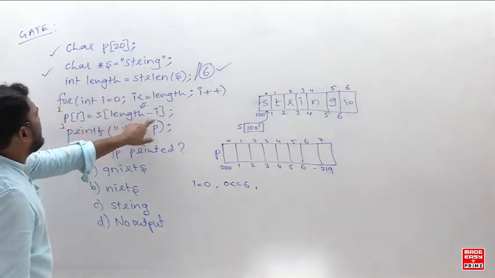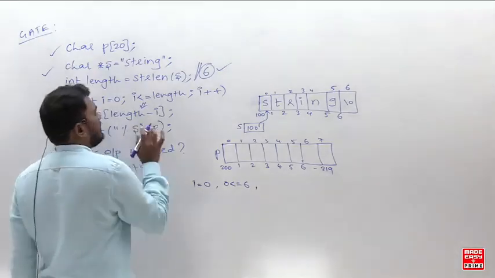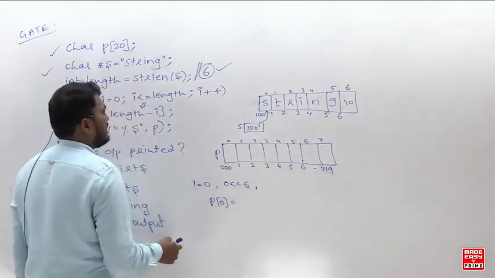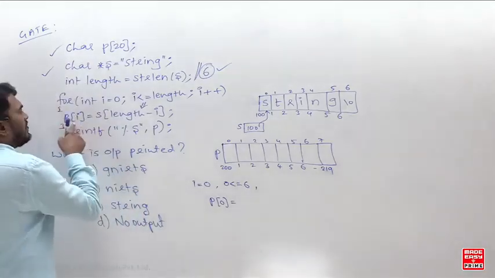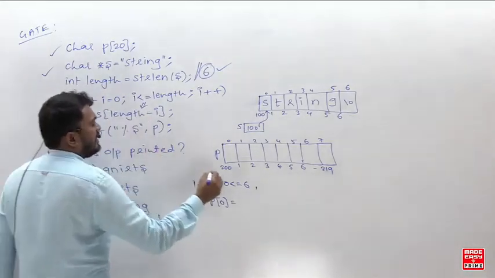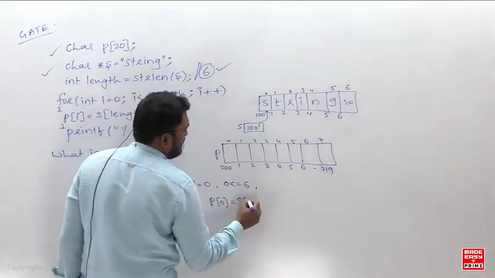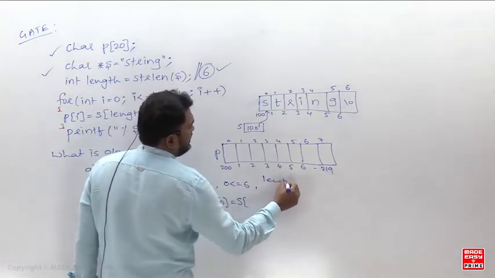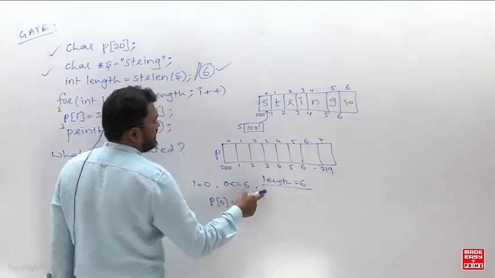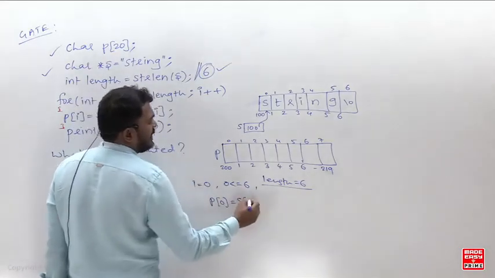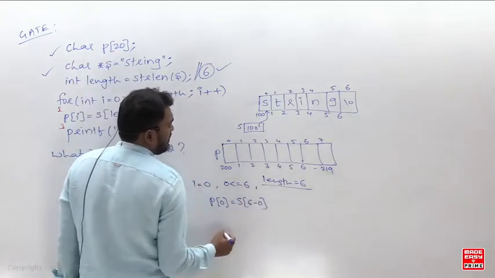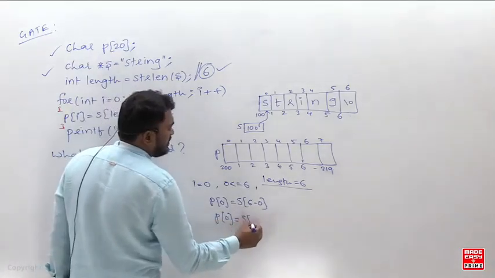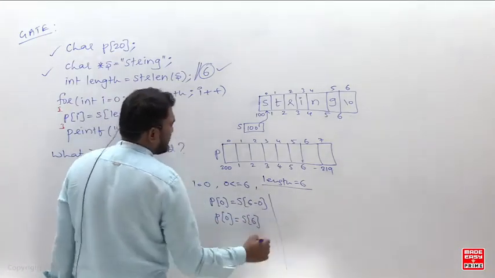S of length minus I. Look here, P of 0 you are storing. I value is 0. P of 0 is S of length minus I. What is the length value here? Length value is 6, and I value is 0, so that is 6 minus 0. So indirectly you are storing in P of 0 what? S of 6. Is that clear?